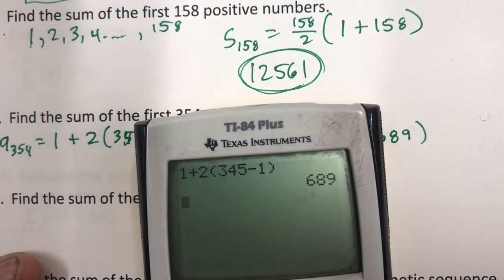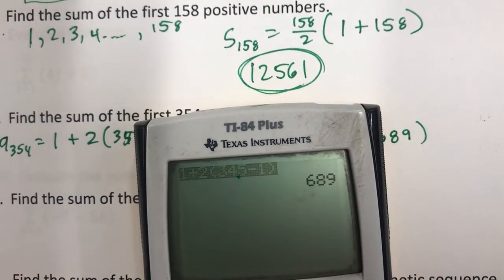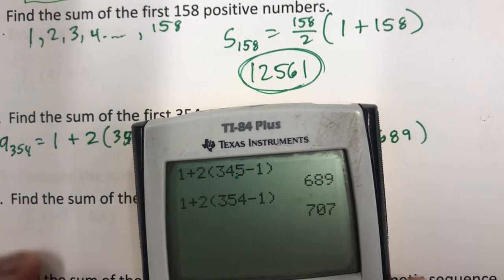Now, I thought I had a mistake there. I accidentally reversed my number. So let me go back in here. It didn't look right. There you go, 707.